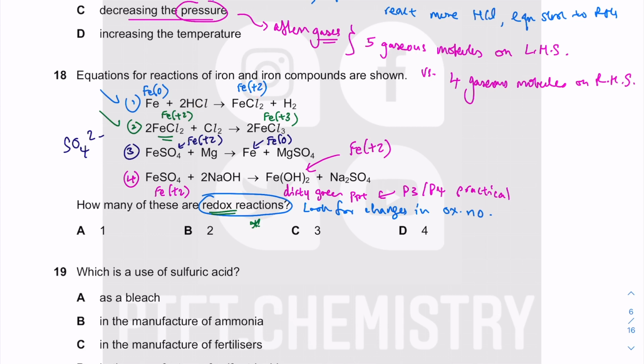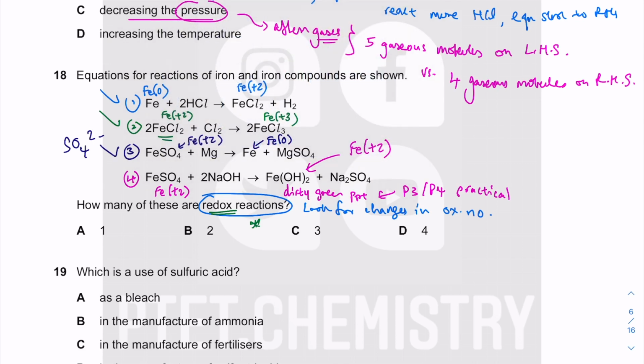This is hydrogen +1 going to hydrogen 0. There's your reduction. This is your oxidation. Iron +2 going to iron +3, there is your oxidation, increase in oxidation number. The chlorine is 0, goes to -1, there's your reduction there. Okay. +2 going to 0, there is your reduction. That's because the Mg goes from 0 to +2, there's your oxidation. So this is redox as well.